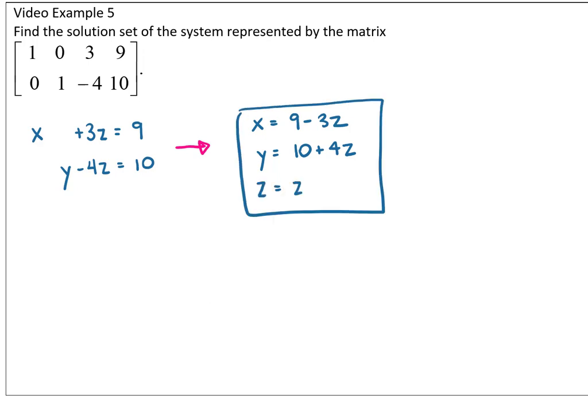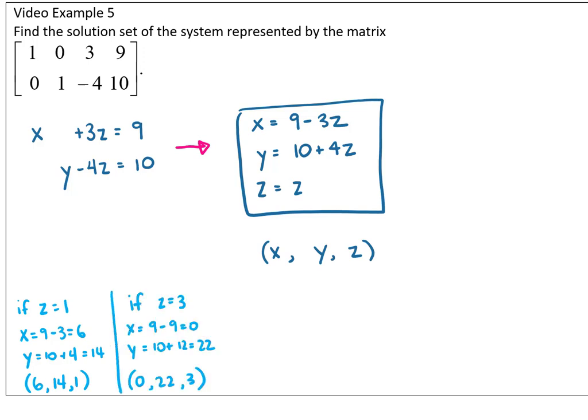Now how do you write this as a solution or a solution set? We know that all of our solutions should be in the format x, y, z. They should all be ordered triples. But we don't have one solution, we have multiple solutions. Because if z is equal to 1, we have a certain solution. And if I plug in a different value for z, like 3, then I have a different solution, and no matter what number I plug in for z, I could solve for a different x and y that will work with this matrix, or with a system of equations. And so I have an infinite number of solutions.